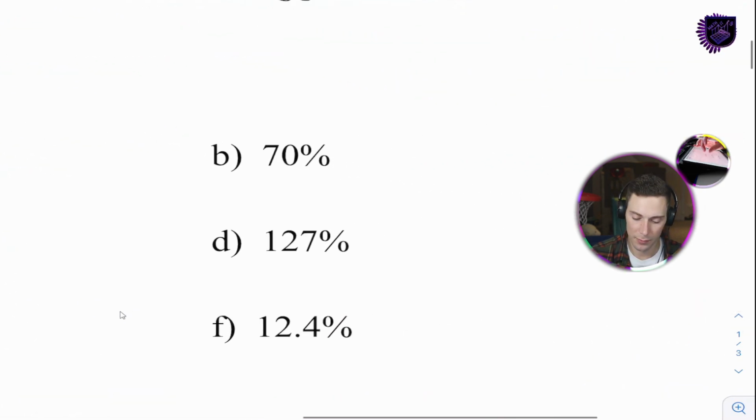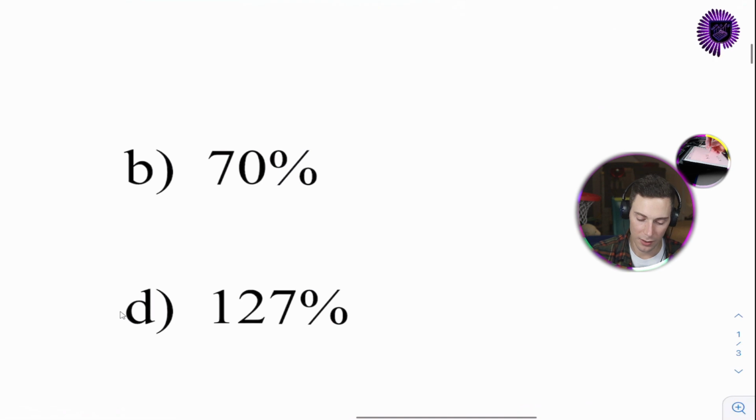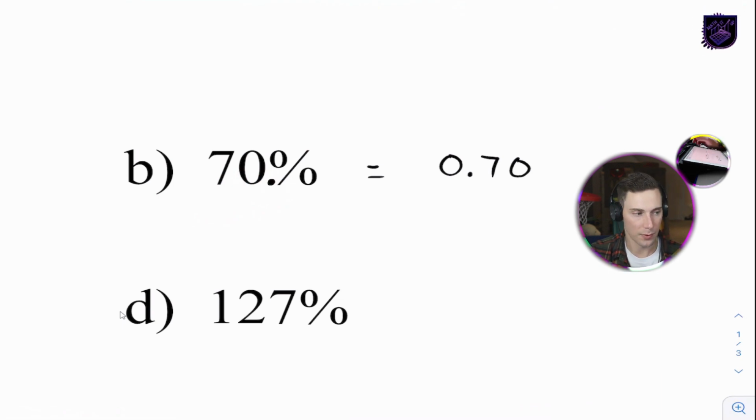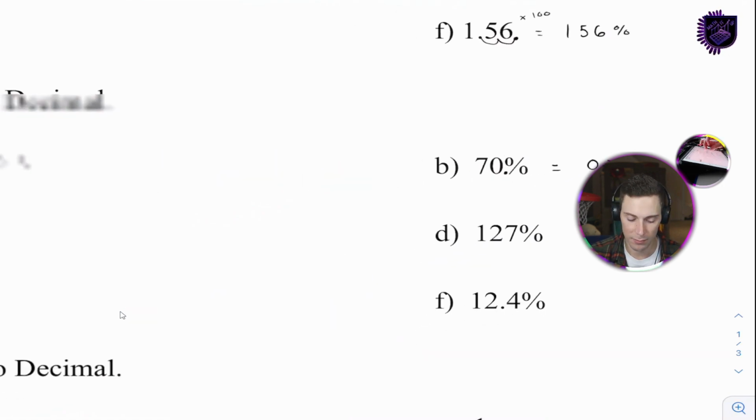B, 70%. Our decimal would be here on the 70, and it's going to move over 2 places. 70% is going to be equal to 0.7 as a decimal. You could have a 0.70, but you don't need it. 0.7.